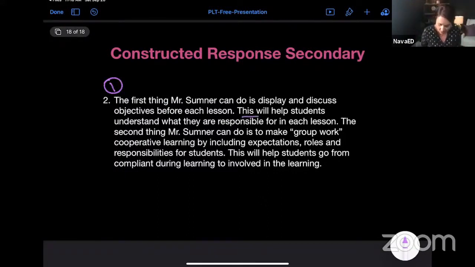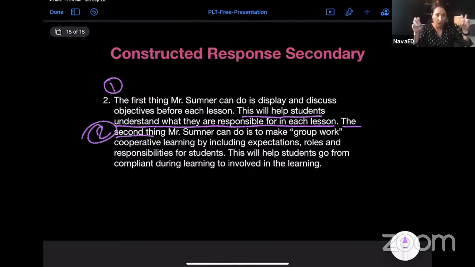And then I say, this will help students understand what they are responsible for. So notice I said, the first thing he should do is this, and this will help the students do that. So I basically hit both of those bullets in the first one. And then I said, the second thing Mr. Sumner can do is to make group work cooperative learning by including expectations, roles, and responsibilities. This will help students go from compliance to being involved in the learning. There it is. Definitely a 2 there.